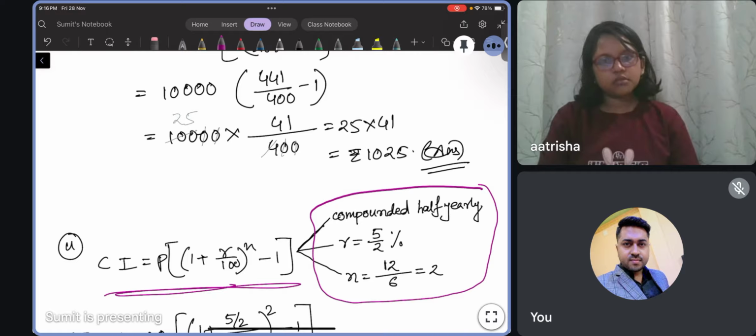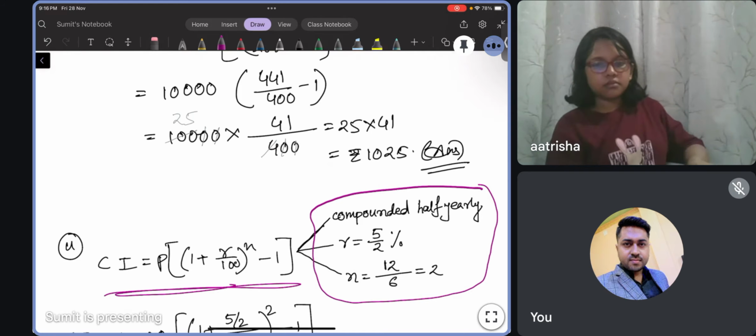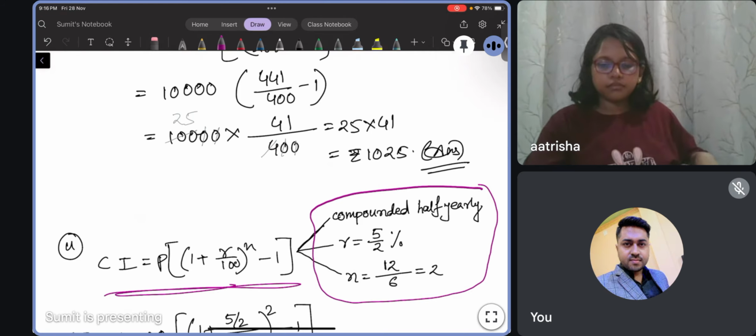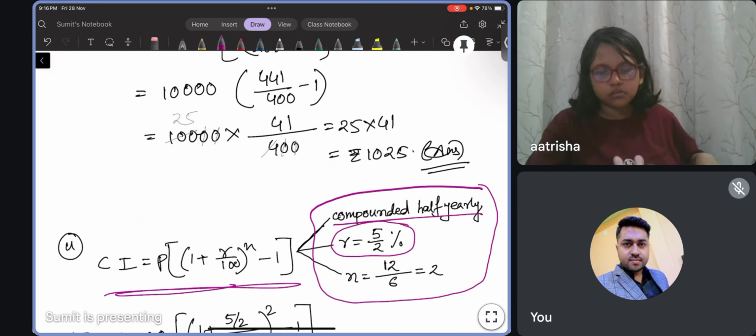First thing, what is given? What is the compounding period they have given? The compounding information is compounding half yearly, written over here. So if it is compounding half yearly, how much rate will I take? Rate will be 5 by 2 divided by 2, and how much n will there be? See how much I have got. What is the formula? Total time divided by compounding time, right?